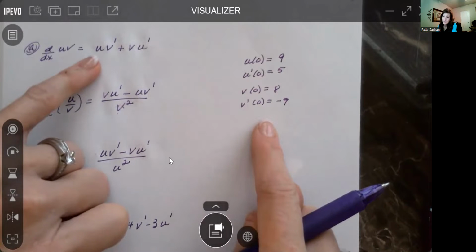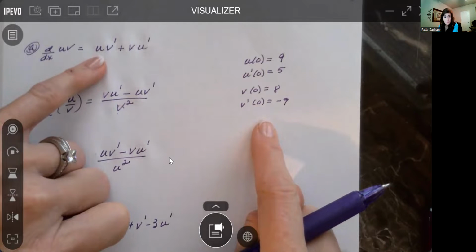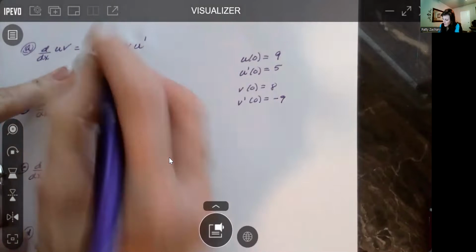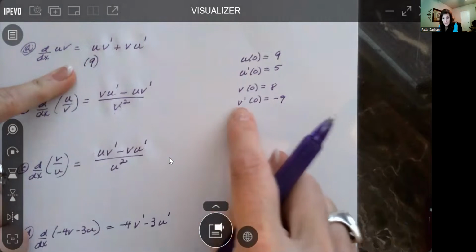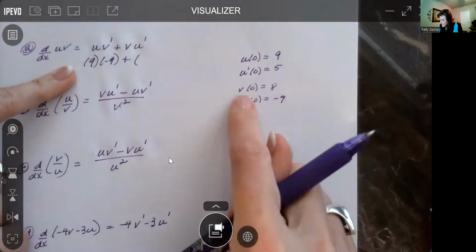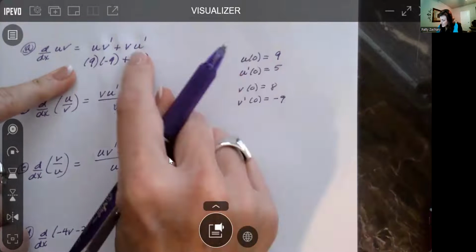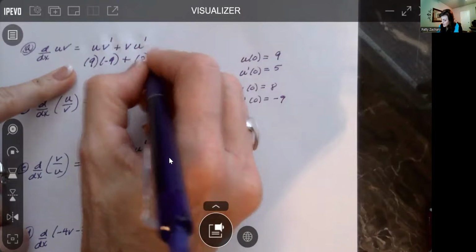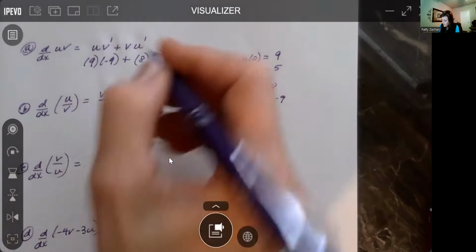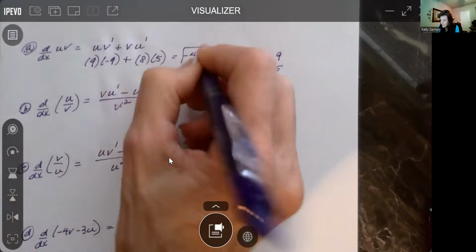Now I'm not in function notation, so this could have been like u of x, but I just wrote the u. So u of 0 is 9, and so this would be 9. And v prime at 0 would be -9. v at 0 is 8, and u prime at 0 is 5. So that would end up just being a -81 plus 40, which would be a -41, which is what they want as the answer.